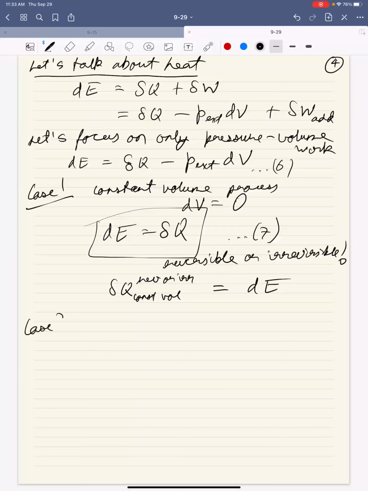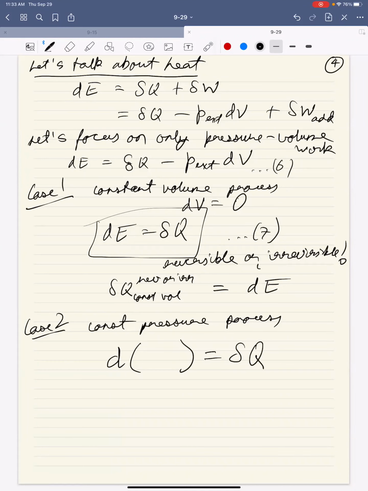Now let's think about a constant pressure process. So for constant volume process, we got a nice answer that delta Q is equal to change of a state function. So the question we would like to ask is, does there exist some magical state function for which d of that state function, as for constant volume, is equal to delta Q? Unless you have taken thermodynamics or physical chemistry before, it should not be obvious to you. Why should it exist, right?